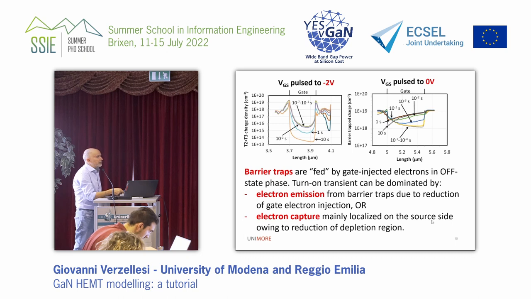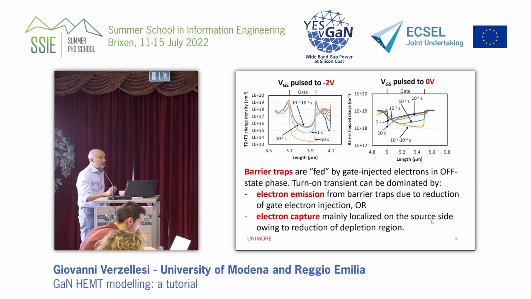Or we can also have electron capture, mainly localized at the source side of the barrier, owing to the reduction of the depletion region. When you remove the negative gate bias, you suppress the leakage current from the gate, but you also tend to have an increase of electron concentration at the source side. So depending on which of these two effects dominates, you can have electron emission or electron capture from or into barrier traps.